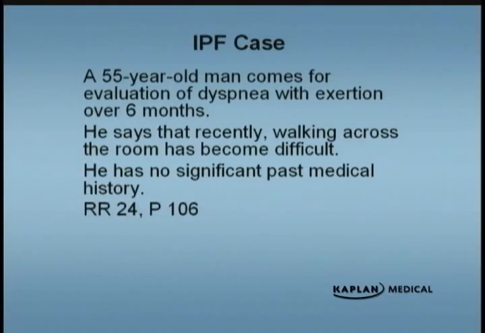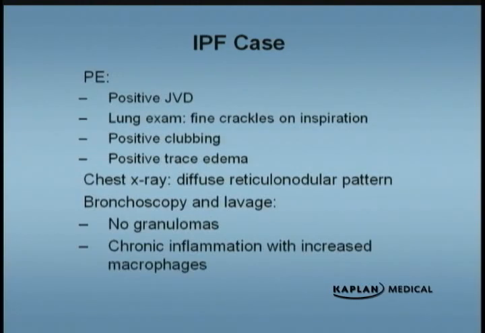So going back to this case, I'm going to ask a question or two. A 55-year-old man comes in with dyspnea on exertion for over 6 months. He says that recently walking across the room has been difficult. He has no significant past medical history. His respiratory rate is 24 and his pulse is 106. It's the same case. And now we find that he's got JVD and so forth, the clubbing, the crackles on inspiration, and the reticular nodular pattern on the x-ray.